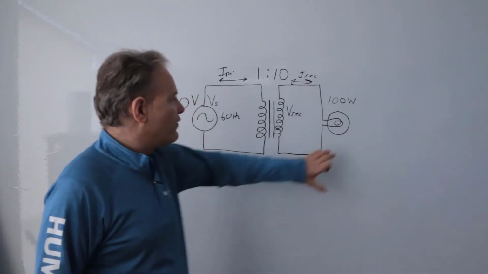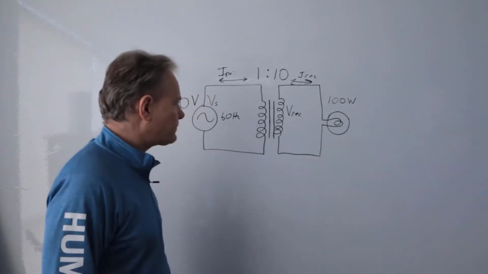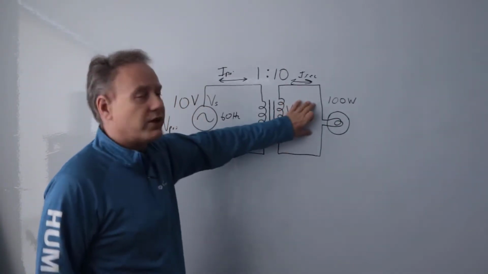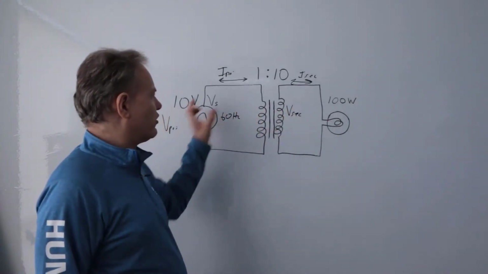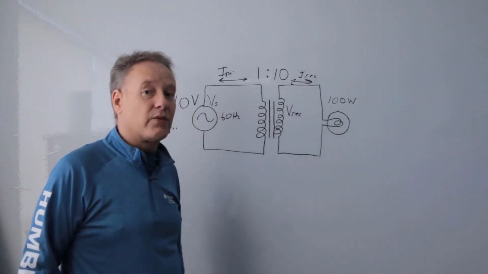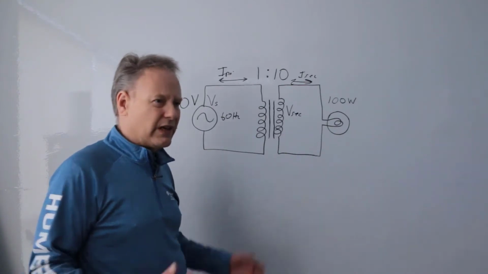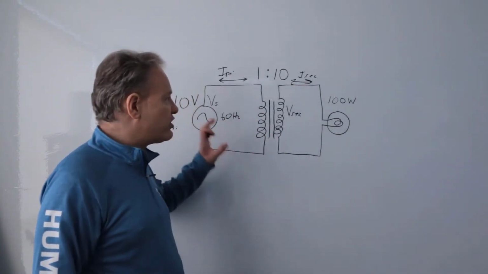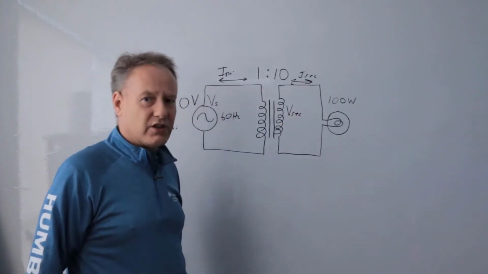Okay, so we have our load over here, which is 100 watts. What I want to do is some calculation. I want to find out what the voltage is over here. I want to know what the currents are as well, and we're going to look at the reflected resistance. We haven't even calculated the resistance yet, but that's a step we'll get to in a minute. So let's just jump into finding out what the turns ratio is.